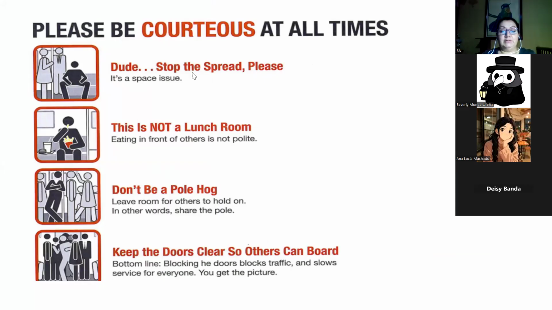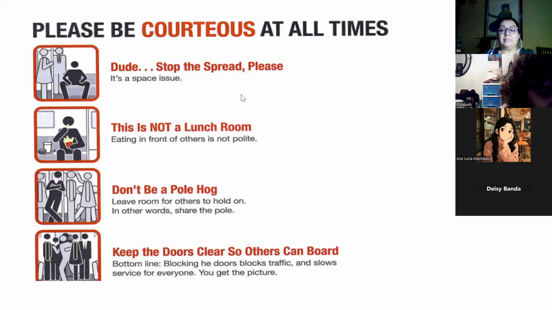Do you understand this? No le quiere dar espacio. Espacio, que no se pegue con la más gente para que no se contagien. Stop the spread. Number 2, this is not a lunchroom. Eating in front of others is not polite. So in the subway, don't eat. Don't eat, okay?